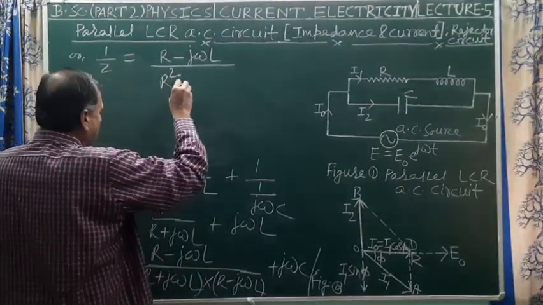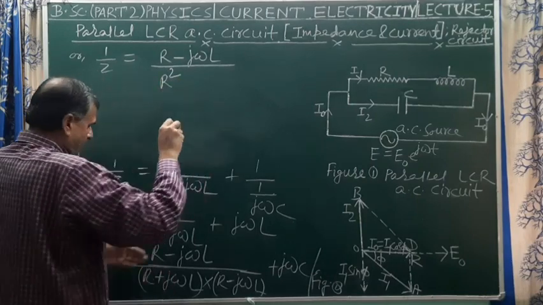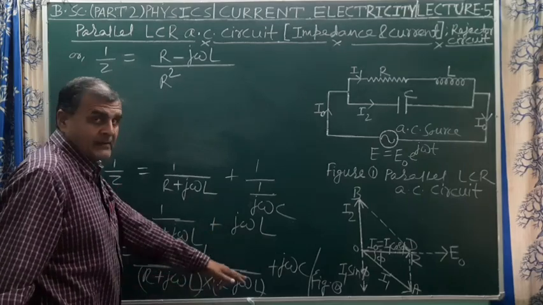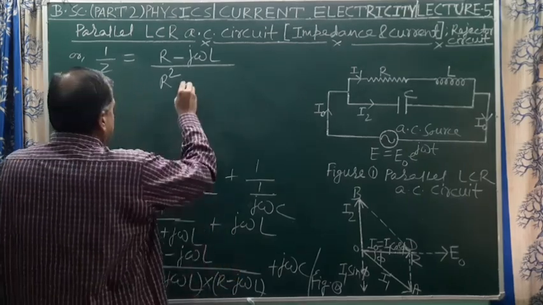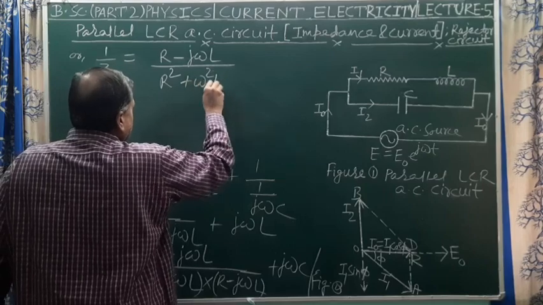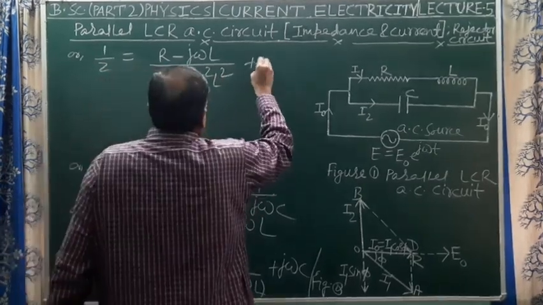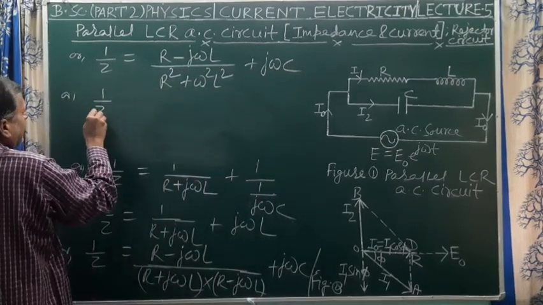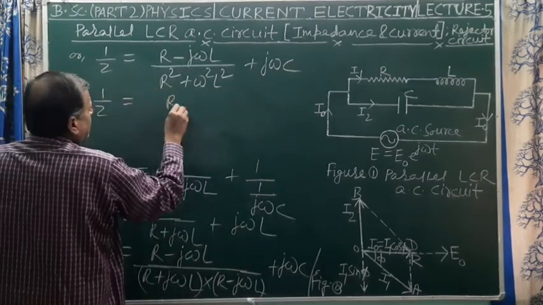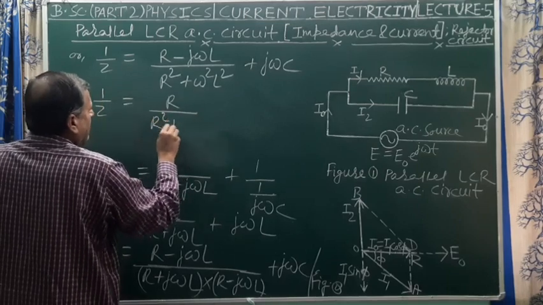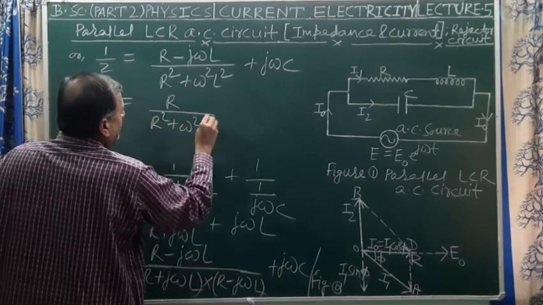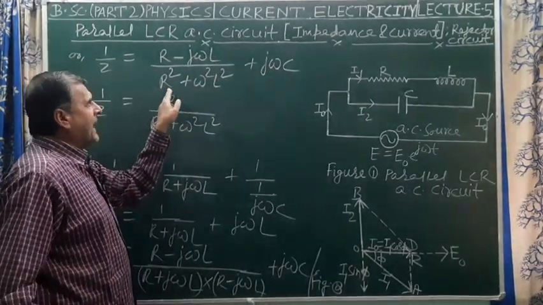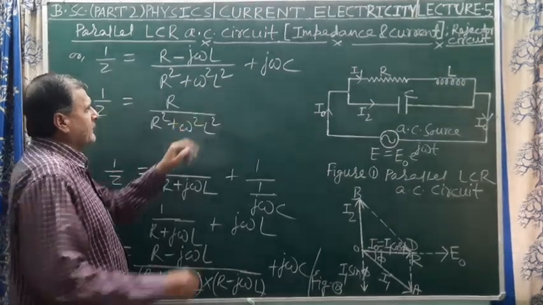So in the denominator of the first term on the RHS we have R plus j omega L into R minus j omega L, which is R square plus omega square L square. In the next term we can write 1 by Z equals capital R upon R square plus omega square L square plus j omega C minus j omega L upon R square plus omega square L square.